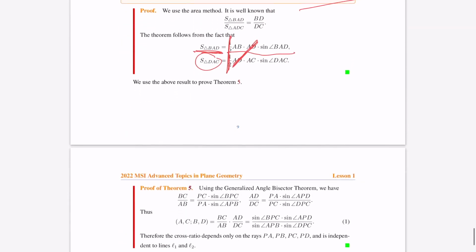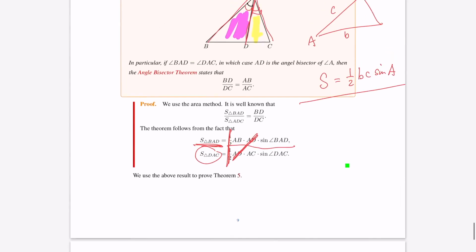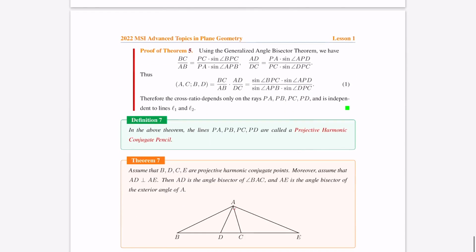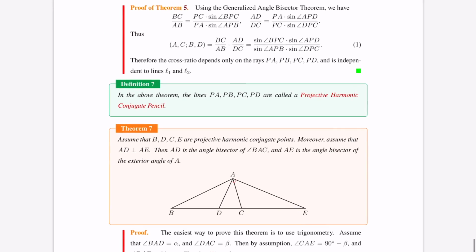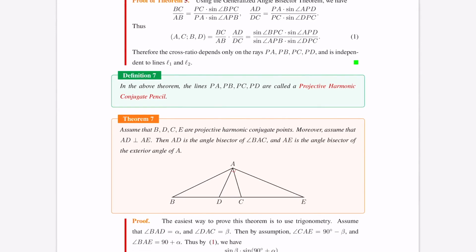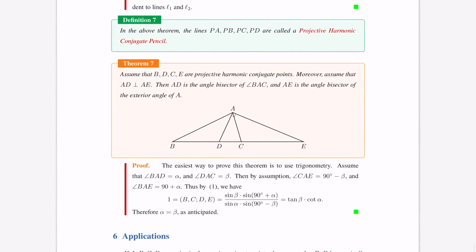All right. Okay, so this is the generalized angle bisector theorem. Because of this, we also call PA, PB, PC, PD the harmonic conjugate pencil. That's dual to the harmonic conjugate points. And Theorem 7 is a special case, which basically says to assume that B, D, C, E are projective harmonic conjugate points.